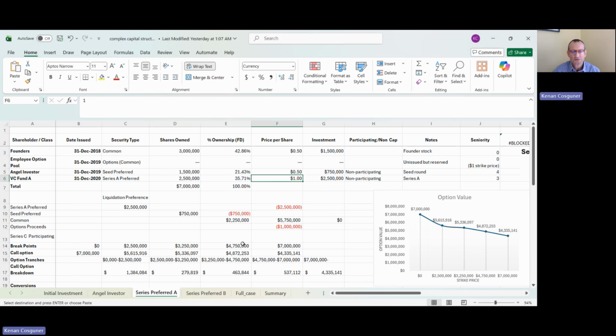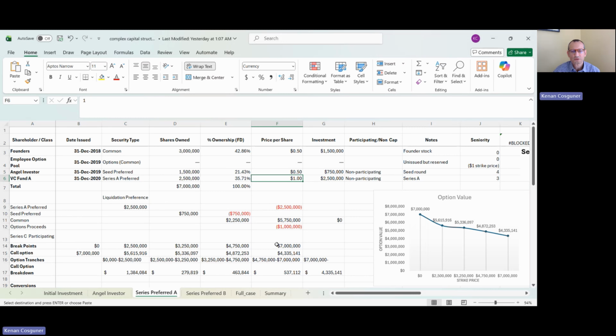At this price level, seed preferred owners have incentive to convert their preferred shares into common equity. Seed preferred shareholders give up their liquidation preference, but they own 1.5 million common equity shares. The next breakpoint will be 7 million.